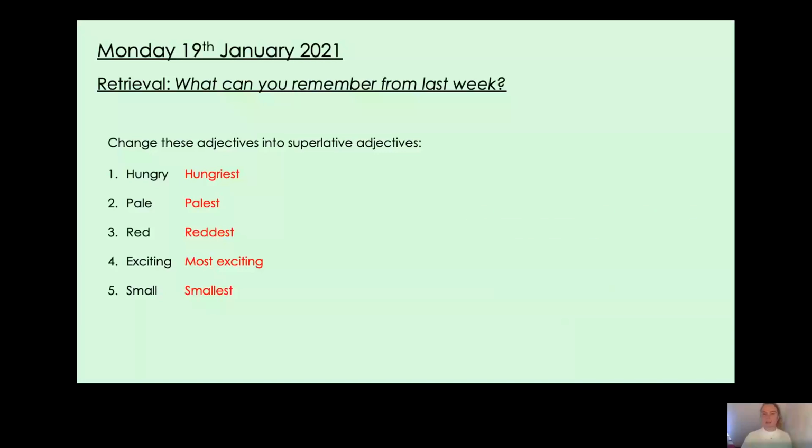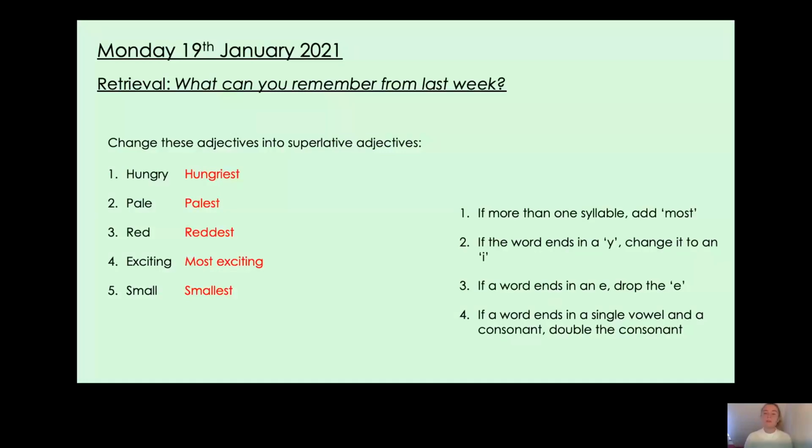So let's just recap on the rules again. So if the word is more than 1 syllable, we add most in front of it rather than the suffix est at the end. If a word ends in y, like hungry, you change the y to an I and then add the suffix est.